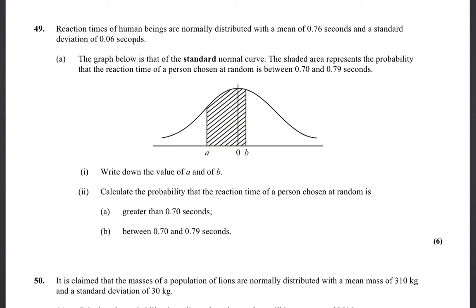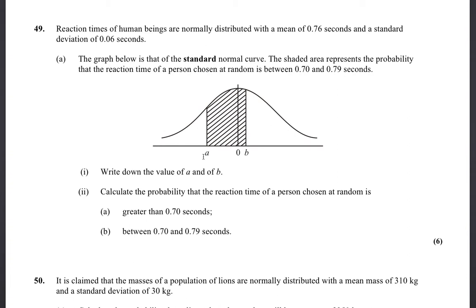Reaction times of human beings are normally distributed with a mean of 0.76 seconds and a standard deviation of 0.06 seconds. The graph below is that of the standard normal curve. The shaded area represents the probability that the reaction time of a person chosen at random is between 0.70 and 0.79. Write down the value of A and of B. Now, it is given very clearly, this word "standard" is in bold font, isn't it? So that is very important. It's a standard normal curve.